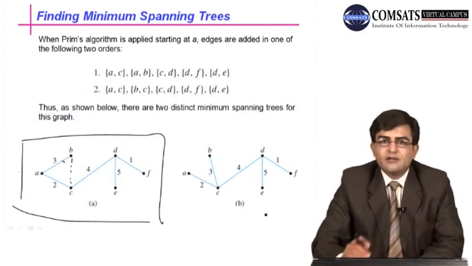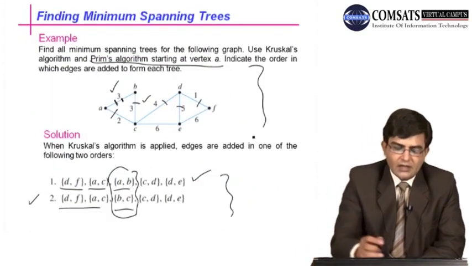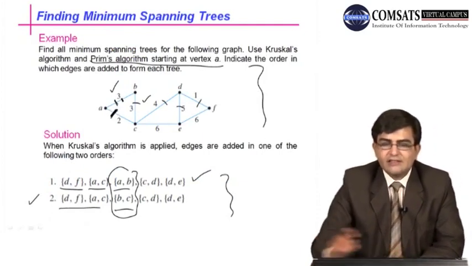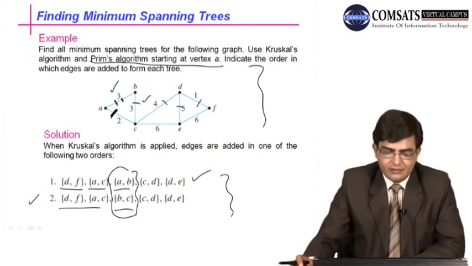Now by using Prim's algorithm, the starting point is A, therefore we add this one because it has less weight than AB, which is 3.